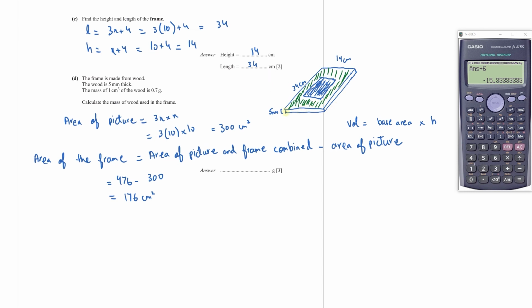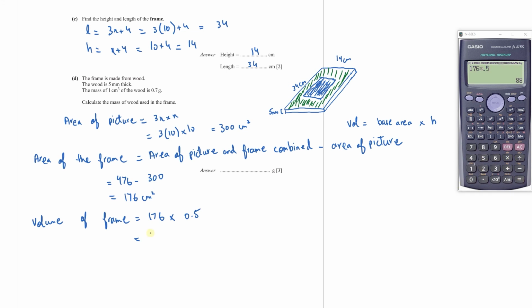I know the height is 5 millimeter. So the volume of the frame will be the base area, which is 176, times the height. The height is in millimeter, so I will convert this into centimeter as well, because the area is in centimeter squares. So 5 millimeter is 0.5 centimeters, right? So this will be 176 times 0.5.